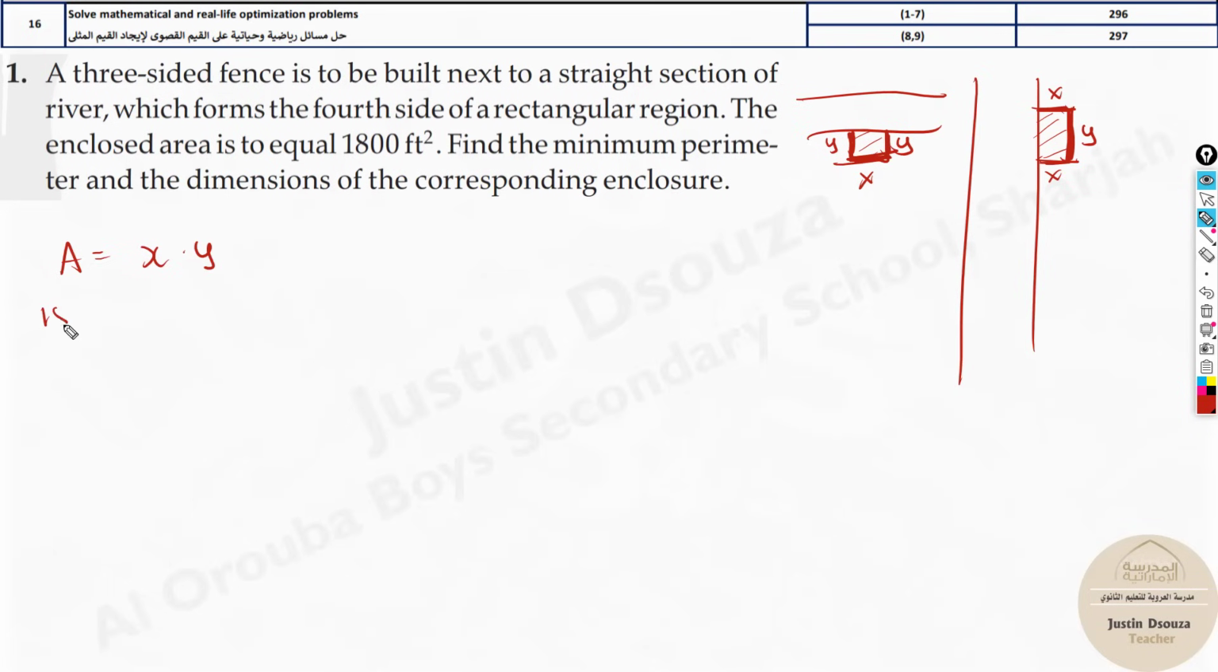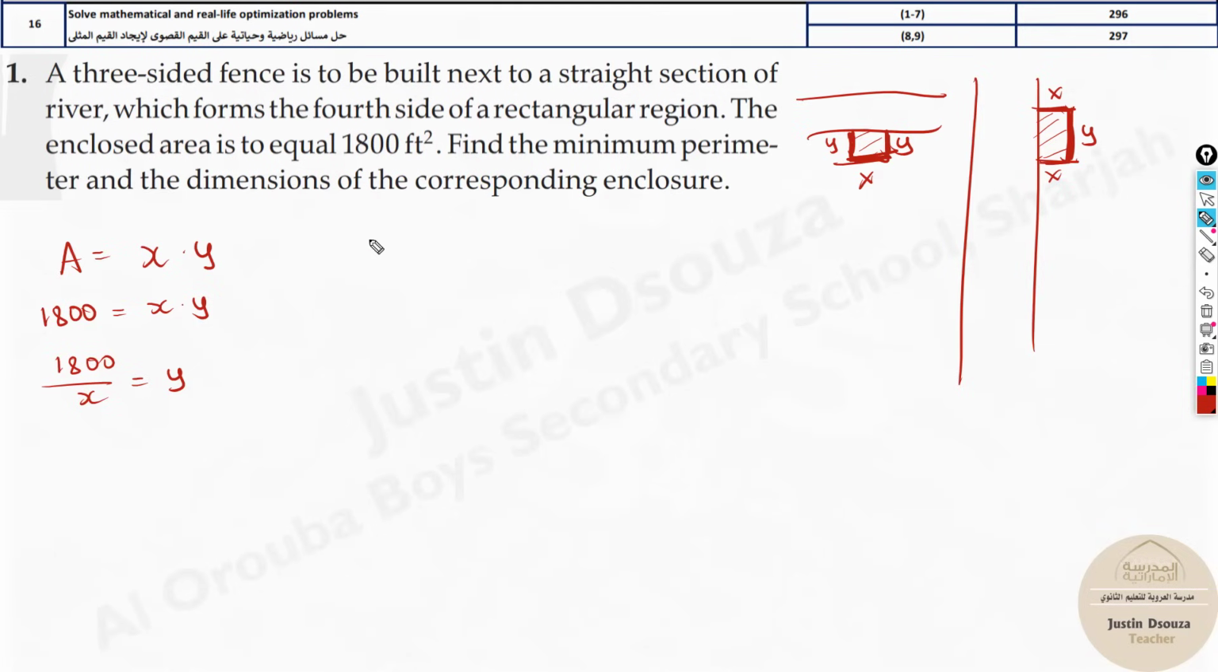Now we know area is 1800, so we have x times y equals 1800. Why do we need this? We will write this in terms of a single variable. In the sense, y we will leave over here, take x to the other side. So it will be 1800 divided by x is equal to y. Now from the area equation, we can write y is equal to 1800 by x. Why did we do this? Because they have asked us to find the minimum perimeter.